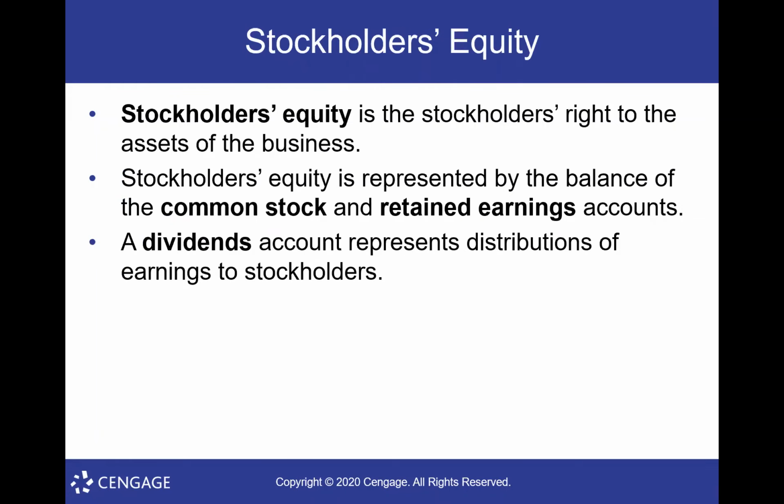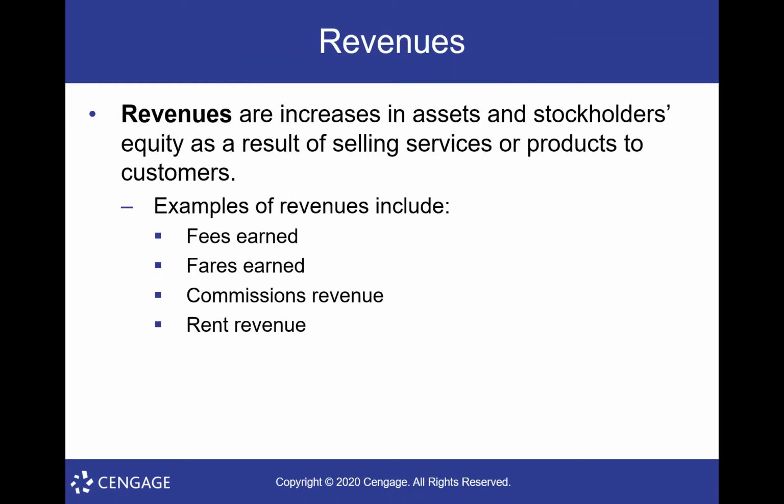Stockholders' equity, we've already learned about common stock and retained earnings. And then dividends are money we pay out to the stockholders. Okay. We've also learned about revenues. That's money that you earn by doing business. They usually get listed as something like this: fees earned, fares earned, commission revenue, rent revenue. So usually you'll see either earned or revenue in their name. Those are keywords to help you think, oh, this is a revenue. The only one that will confuse you is the one called unearned revenue that I just showed you, because that's a liability. So you have to just remember that exception.